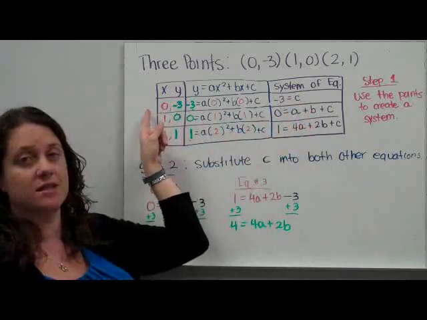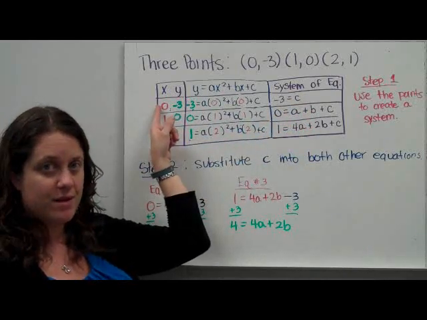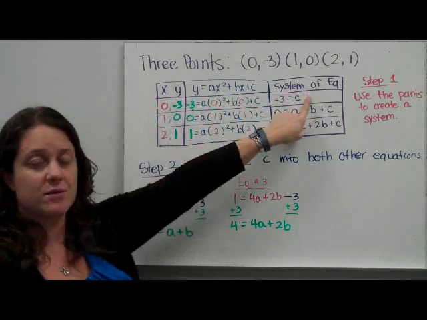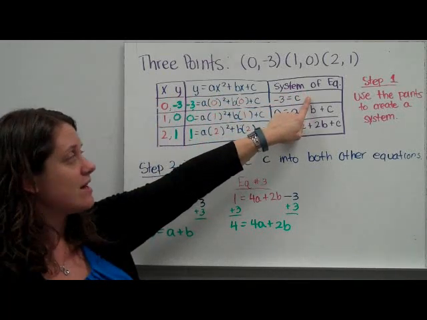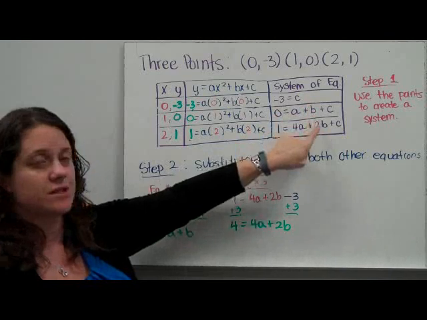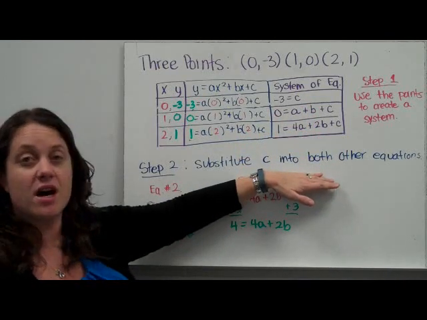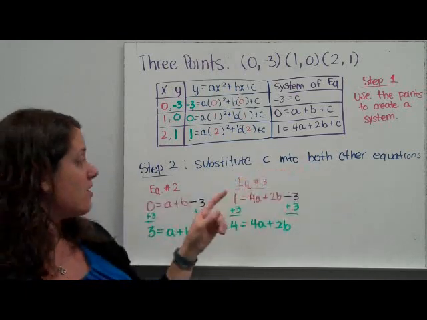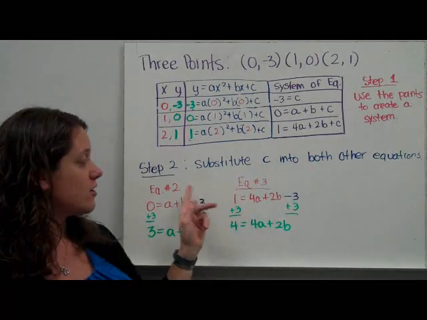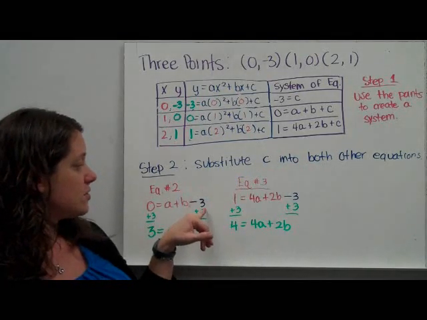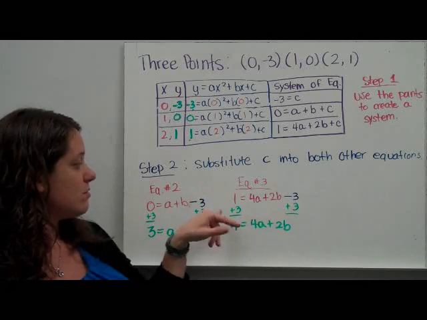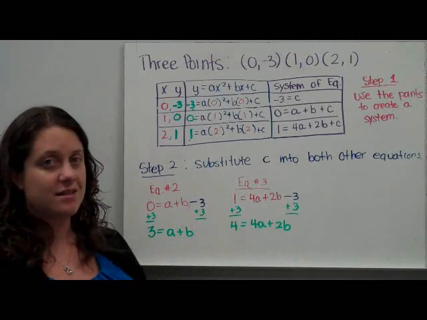If I'm given the y-intercept, which in these examples I am, one of my equations tells me what c is. So now I have this, and then I have 2 other equations. Step 2, substitute c into both of the other equations. So now I take equation 2 and I take equation 3, and I substitute c in. So you can see here in blue, I substituted c in.